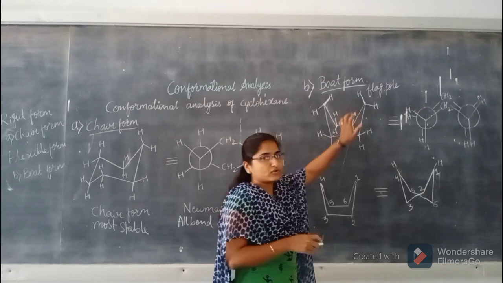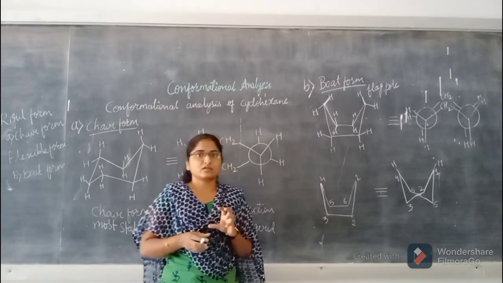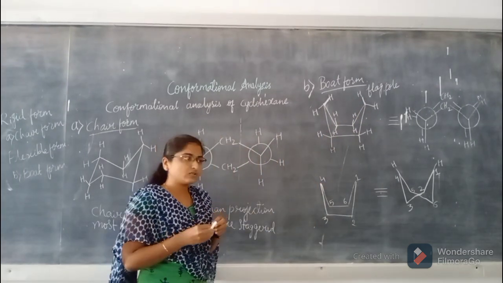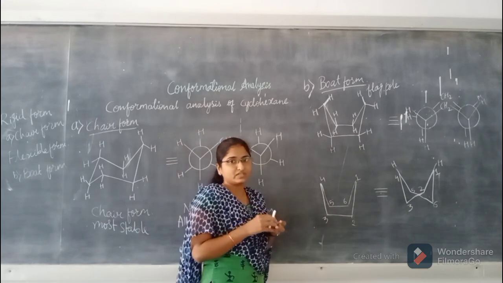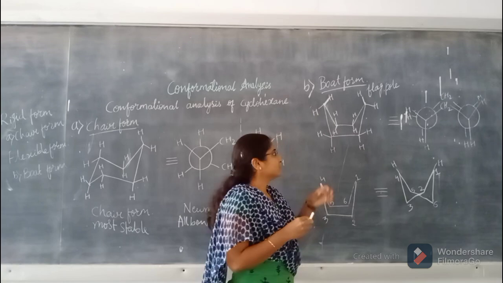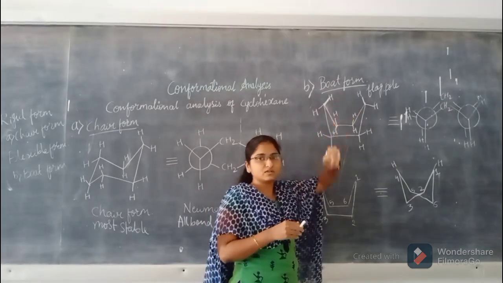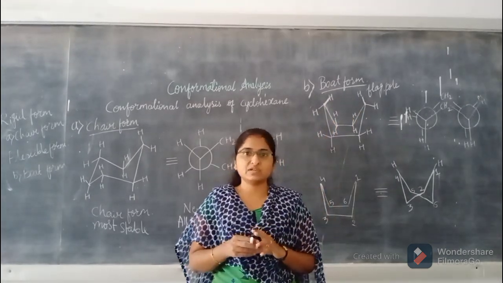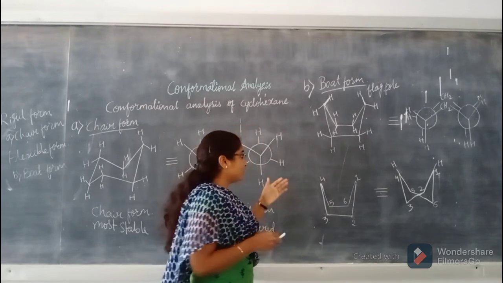These two hydrogen atoms are closer to each other. As a result, they interfere with each other. This causes steric strain. As a result of that, there is instability in the boat form when compared to the chair form.